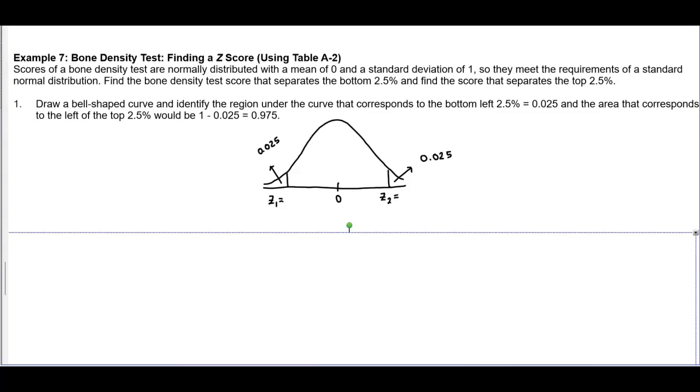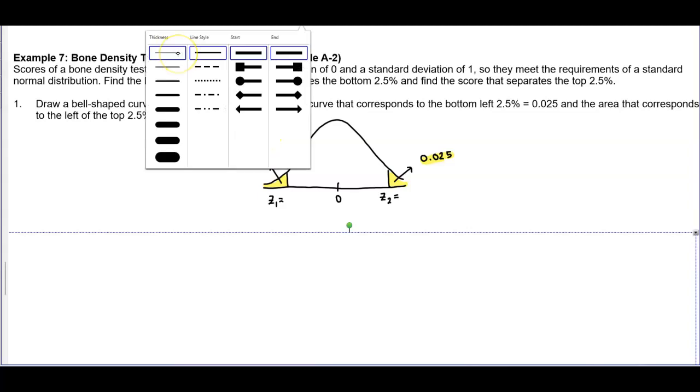Okay, now let's go ahead and shade in those regions. If we shade in this region, this is going to represent, again, the area of 0.025. If we shade in this area right here, we're going to see that that represents 0.025. And so what we want to do is find the two z-scores. So how do we find the two z-scores? Well, one way of doing this is I'm going to redraw this graph so you can see what we're looking for here.